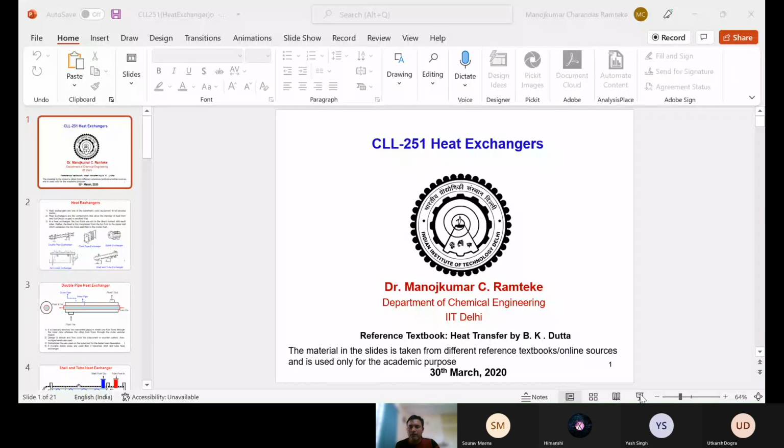So in the last class, we started looking at heat exchangers. Let me share the file. Is it visible? Slides are visible to everyone? Yes, sir. Okay, thank you.